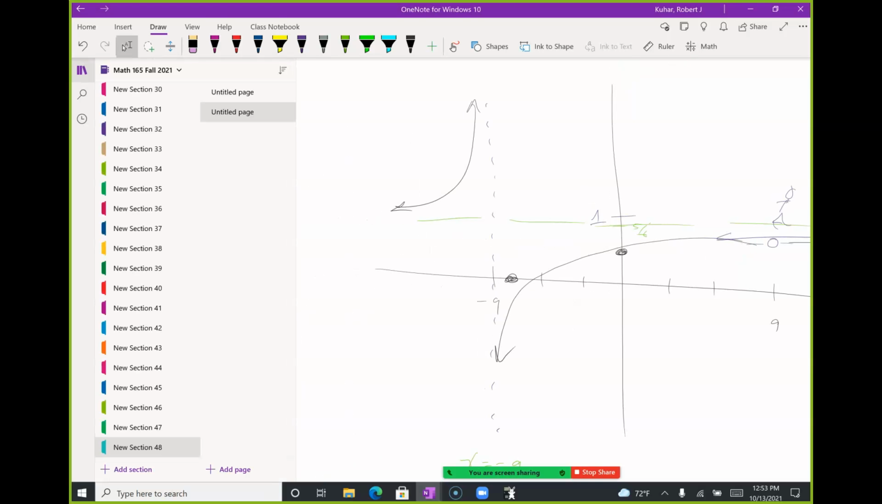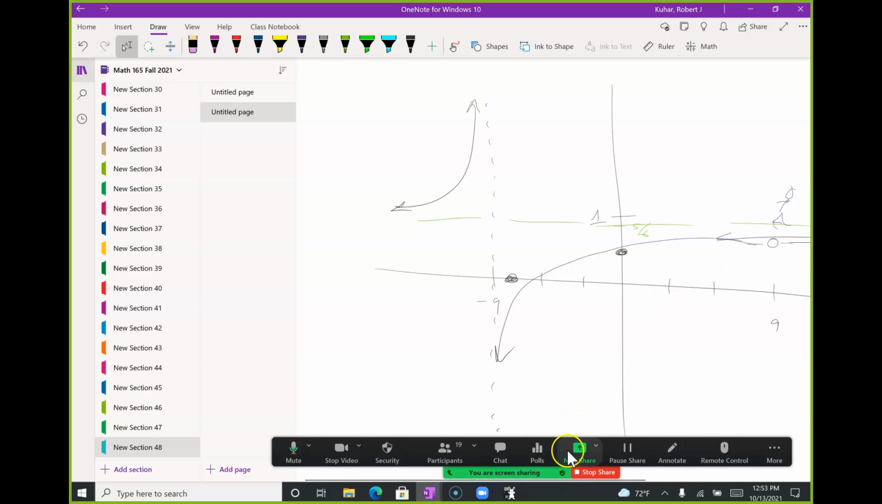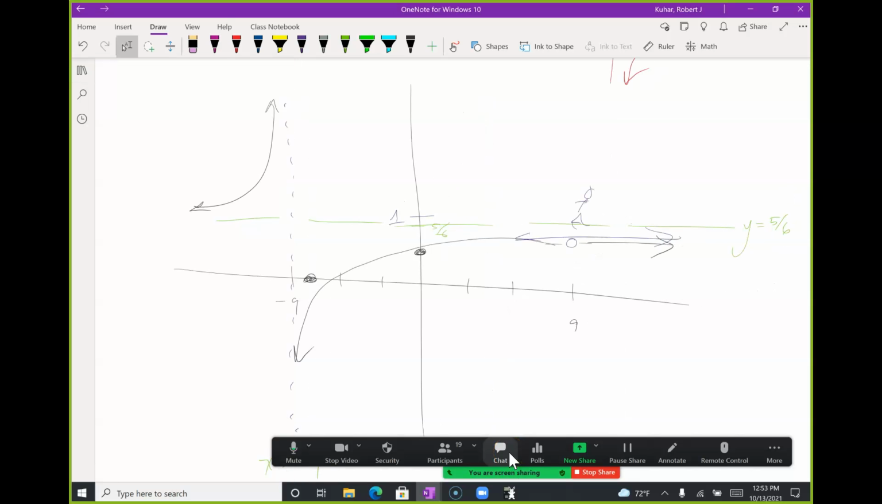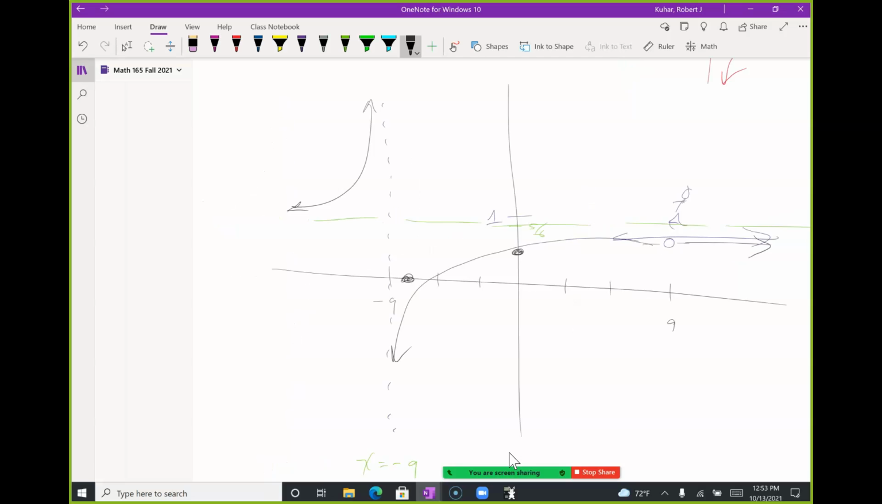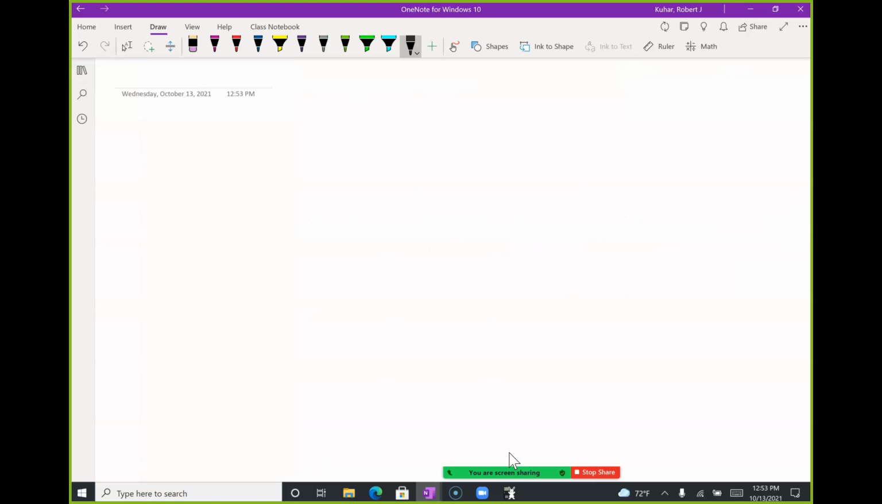I like it. So Elise put this one in the chat. I think it's about a vertical asymptote. Am I right? But this is a good one to do. Oblique asymptote, right? Elise, no? Yeah, sorry, I was on mute.